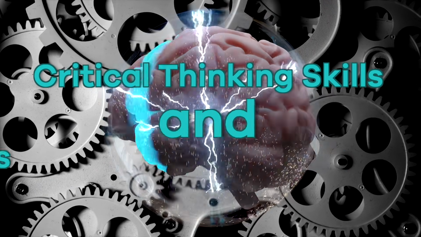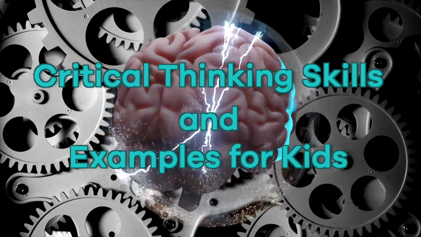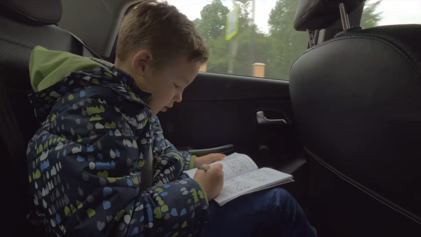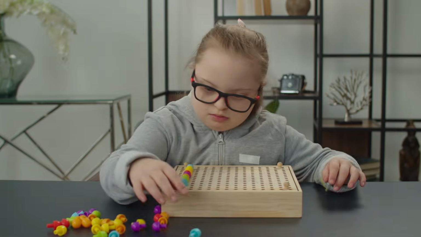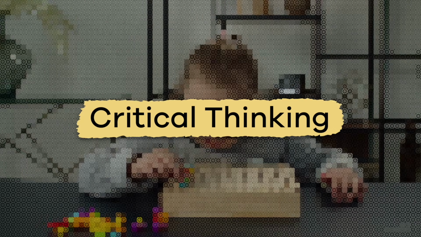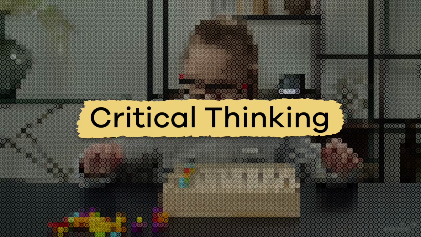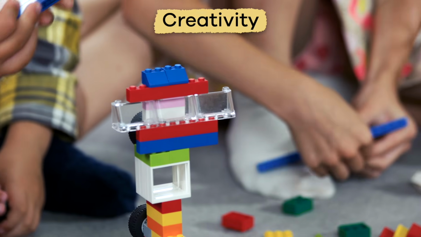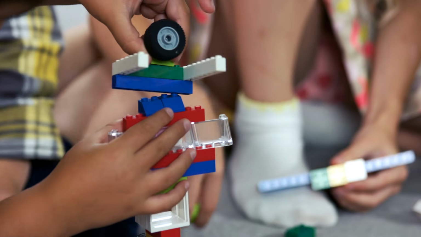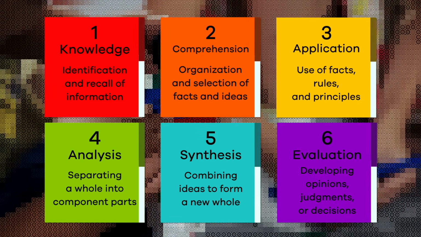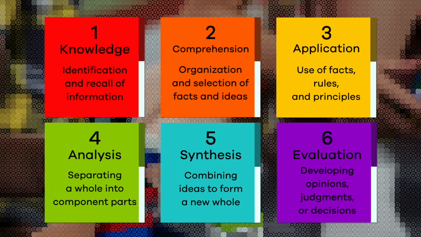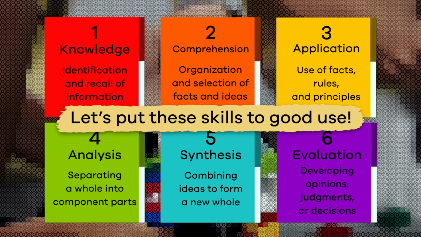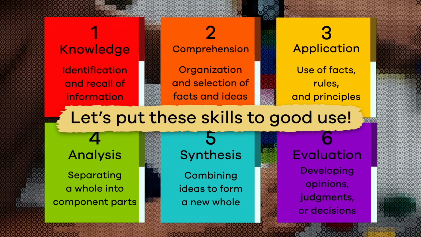Critical thinking skills and examples for kids. Today, we are going to practice using our critical thinking skills to help solve a problem. Just as a review, critical thinking means using your experience, knowledge, and creativity to solve complex problems. And here is an overview of the steps that we can use to help us. Okay, now let's put these skills to good use and help our friend Tyler out.